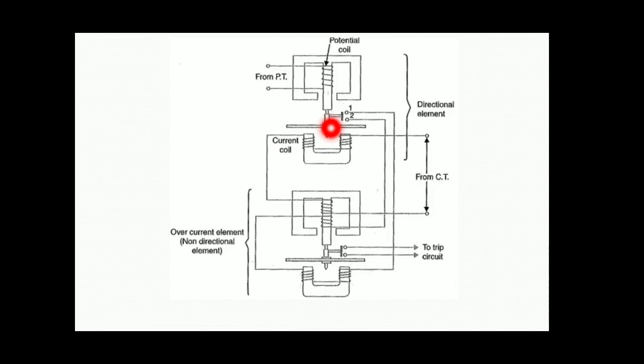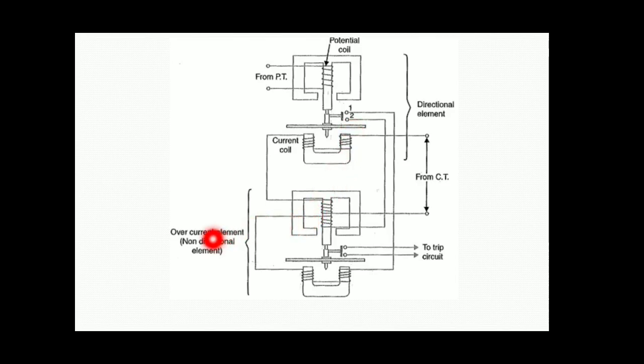The disc will be rotated when the direction of a generator or motor is changed. In that case the disc rotates in the reverse direction because of the reversing of the torque. In that situation the relay will be operated in the directional power relay. In this also we have the same working principle.